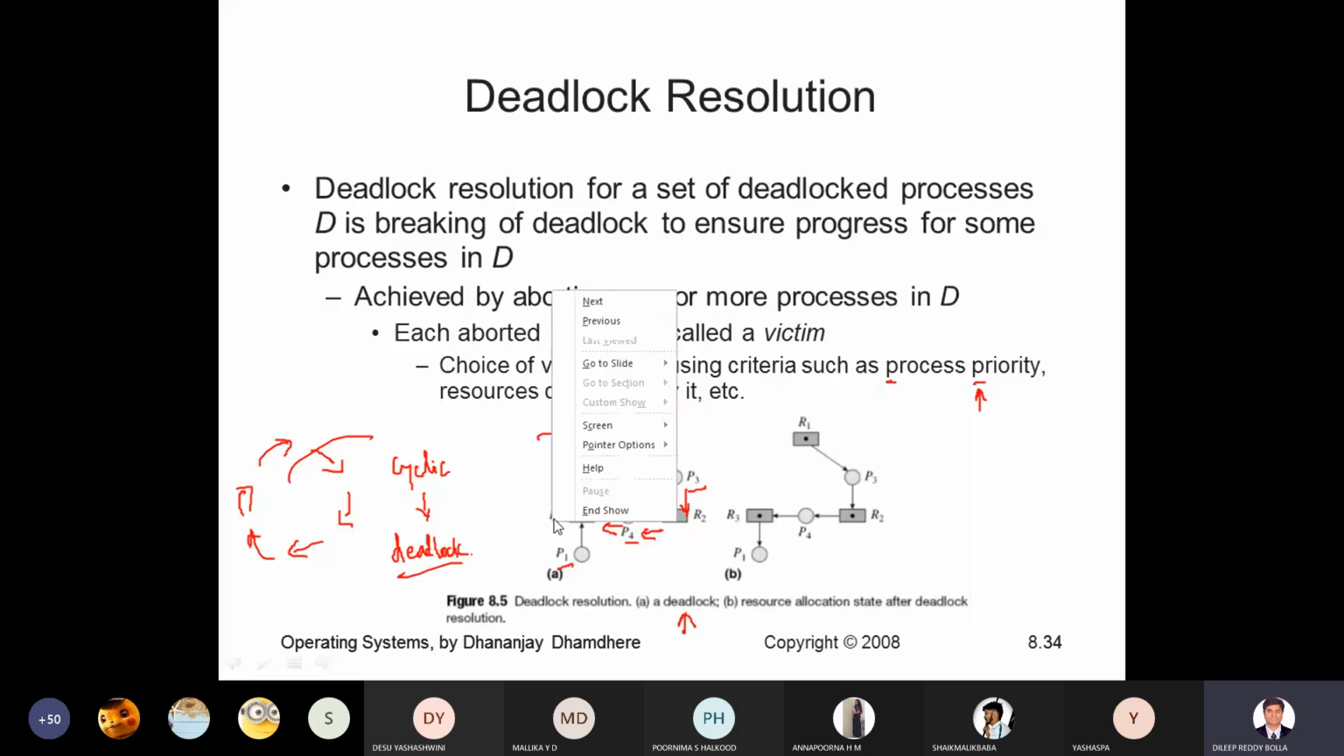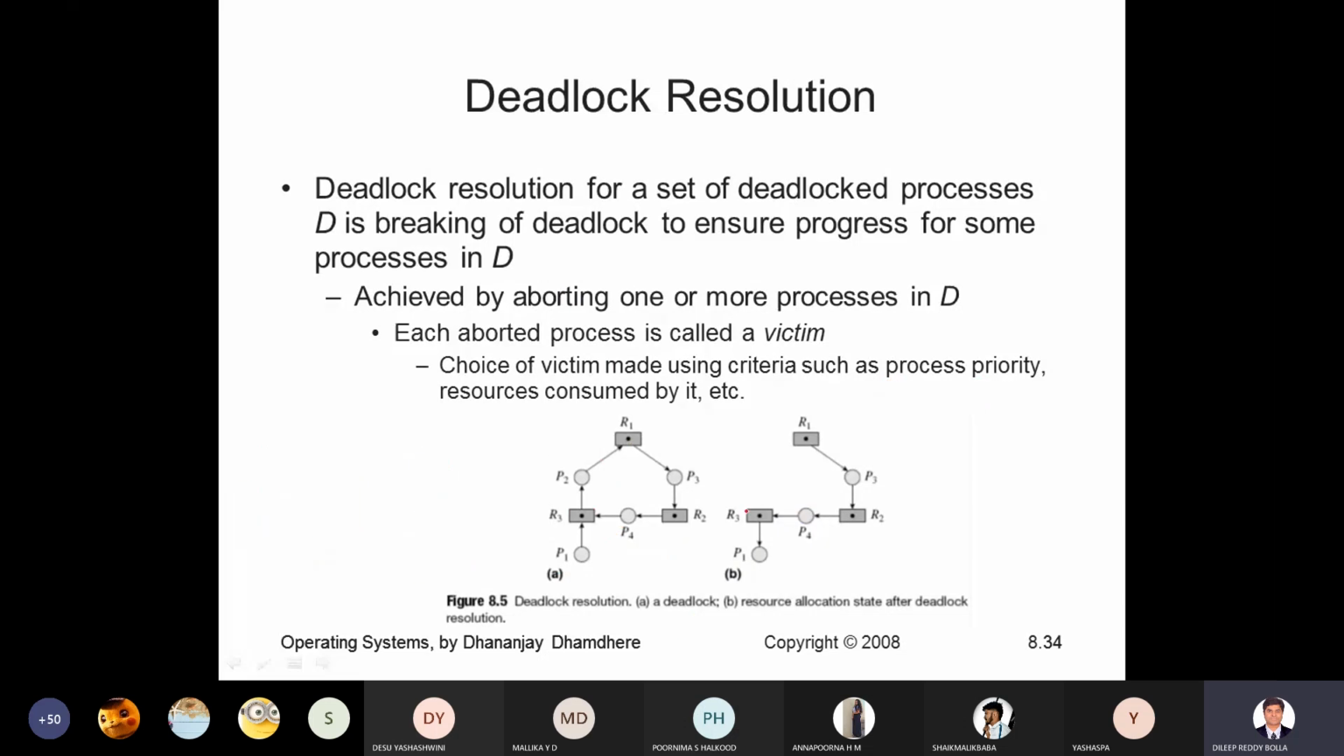Now, to eliminate the deadlock, to resolve the deadlock, what we did was this: this P2, we have aborted. This is called the victim. This has been aborted. Because of that, there is no deadlock now. You see now there is no deadlock, right?